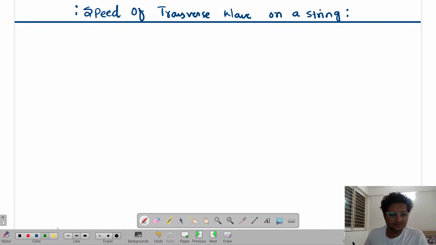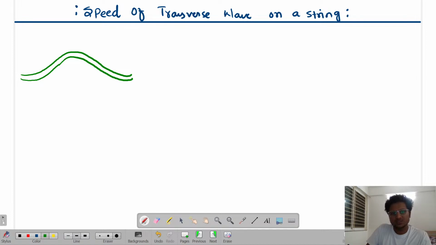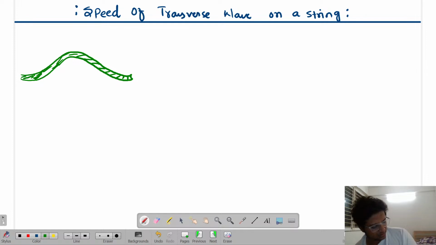So let us define a string, a stretched string. Which kind of a string? Stretched, on which some kind of a wave has been formed. Why am I saying stretched? Because only on a stretched string will I get some kind of a wave. This is some kind of a wave which is present on a string. Is that clear or not? And I want to understand what actually happens, what is this speed which I should get, or what can be the maximum speed that is possible.